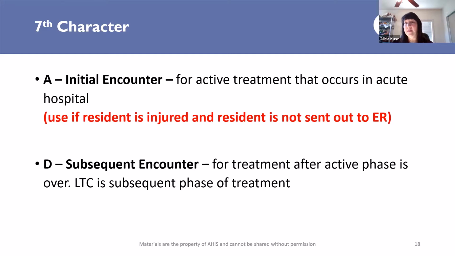However, let's say you have a resident who has a femur fracture. Maybe they fall at your facility and they fracture their femur. That's not something we're going to treat in-house. We're going to send them out to the hospital, and when they come back, it will be that femur fracture code with the 7th character of D for subsequent encounter. This is for the healing phase, which is what we would be dealing with.